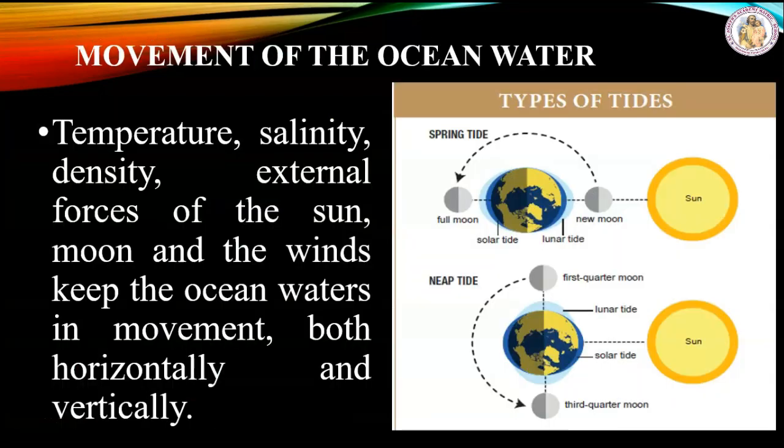Movement of the ocean water. The ocean water is dynamic. Temperature, salinity, density, and the external forces of the sun, moon and the wind keep the ocean water in movement, both horizontally and vertically. Waves and currents are in horizontal motion, while tides have vertical motion.